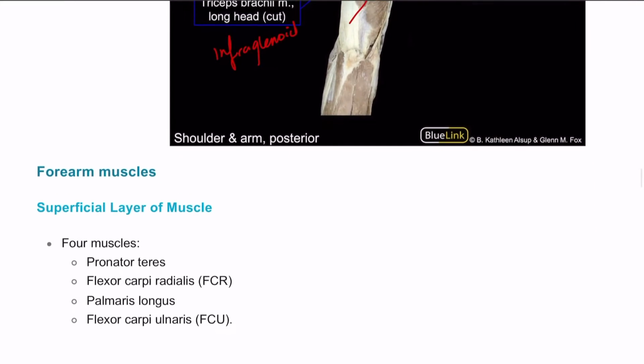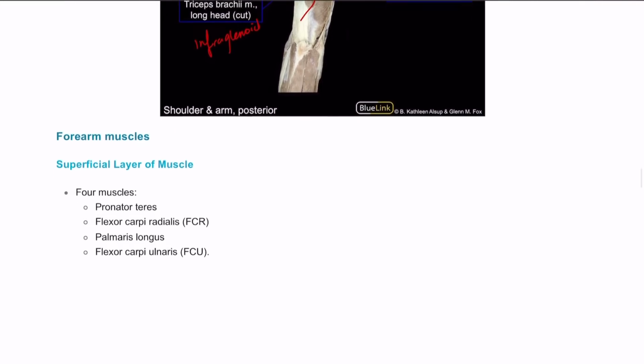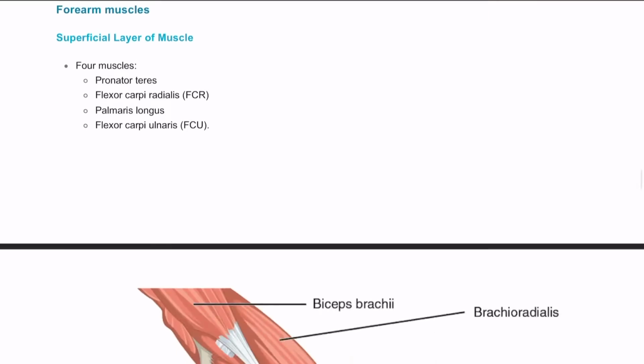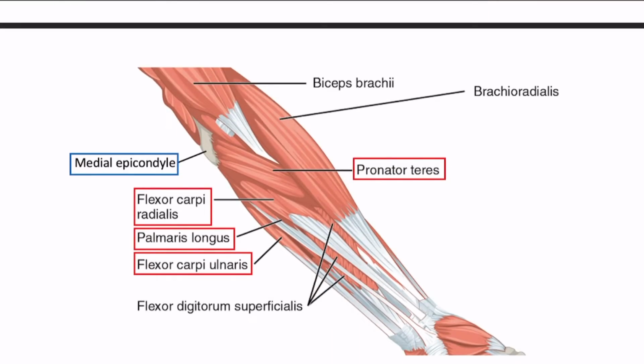The forearm muscles. There are many muscles in the forearm, and we can classify them into the superficial group, then the intermediate group, and then the deep group of muscles. As you look here, these are the muscles of the superficial group. Obviously the biceps brachii is not one of these muscles because it's one of the arm muscles.